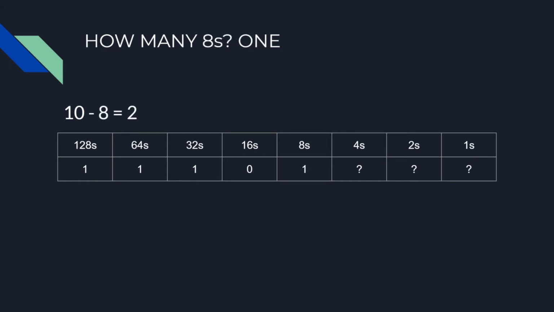We ask, how many 8's are in 10? Well, 1. So we take out an 8 and we are left with 2, and put a 1 in the 8's place. We ask, how many 4s are in 2? Answer, none, so put a 0 in the 4's place. We ask, how many 2s are in 2? Well, 1, so we take a 2 and are left with 0, and put a 1 in the 2's place. And just for completeness, we ask, how many 1s are in 0? Of course there are 0, so we put a 0 in the 1's place.